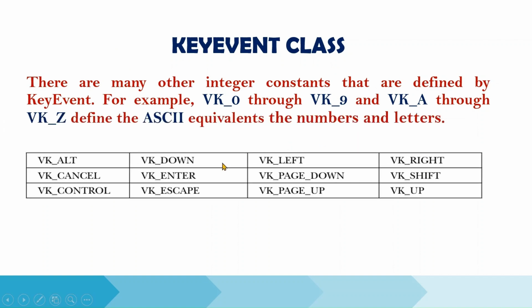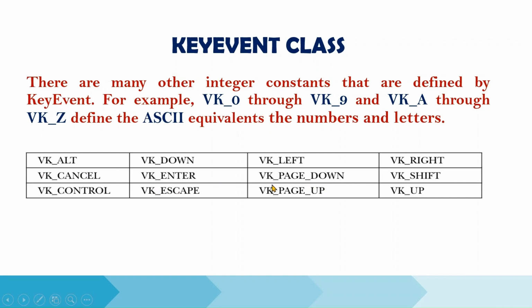Now these are a few virtual keys apart from 0 to 9 and A to Z. For the alt key we have VK_ALT. Now these are all the constants. For the down arrow we have VK_DOWN. For the left arrow we have VK_LEFT. For the right arrow we have VK_RIGHT. Then we have the cancel button, VK_CANCEL. Then the enter key, VK_ENTER.